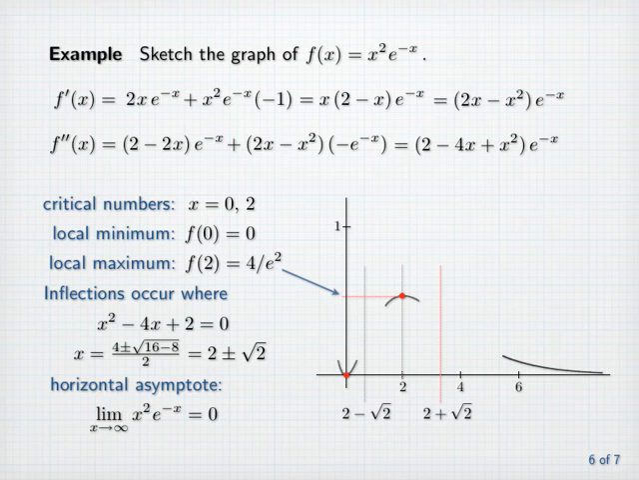For negative x, f of x is decreasing and is concave up, remaining concave up until x equals 2 minus the square root of 2. Then it continues to increase until x equals 2 while being concave down, and hits an inflection point at 2 plus root 2. Then for x greater than 2 plus root 2, f prime of x is negative, f double prime of x is positive. The function itself remains positive and approaches 0 as x goes to infinity.